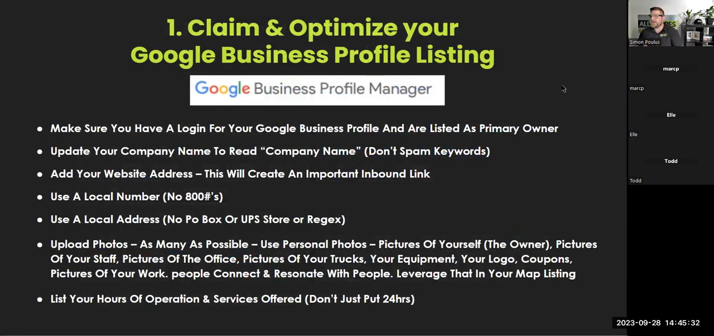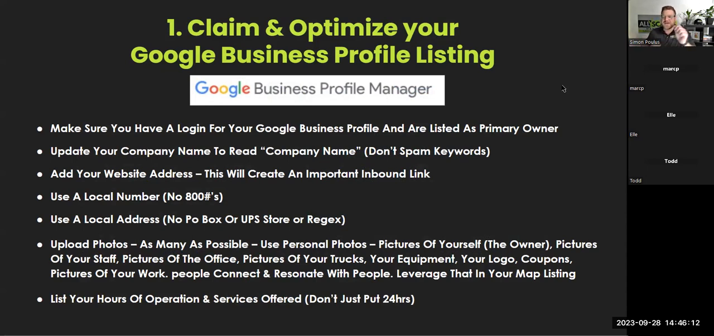So number 1, claiming and optimizing your Google business profile listing. You want to make sure that you as a business owner actually have access to your listing. We sometimes bring on clients that had somebody else managing their listing for them, who perhaps created the listing for them, and they don't have access. Make sure you have access and you're listed as the primary owner of that account. If you have a marketing company that's working for you, make sure that they have you listed as the primary owner. That means ultimately that account is yours.